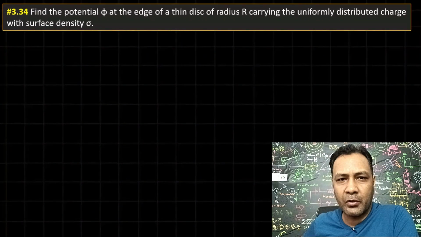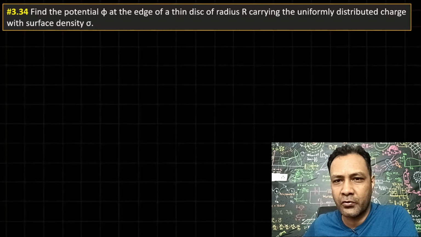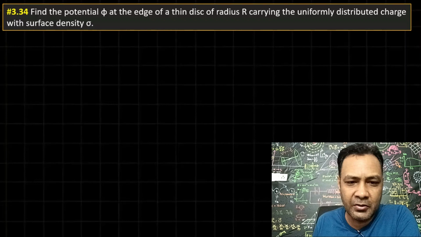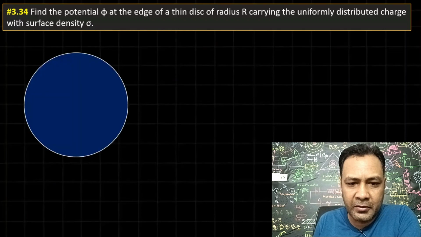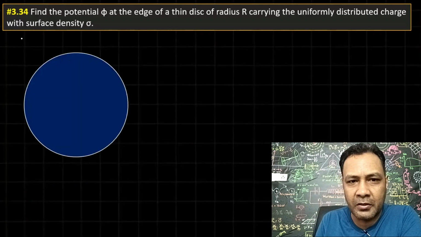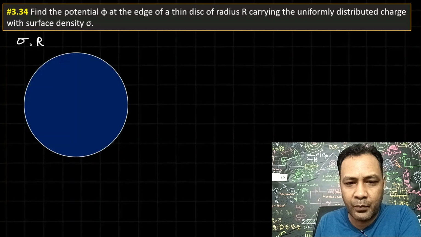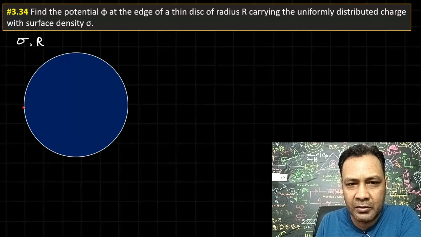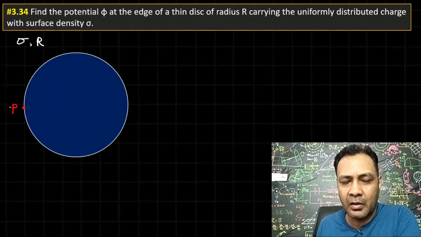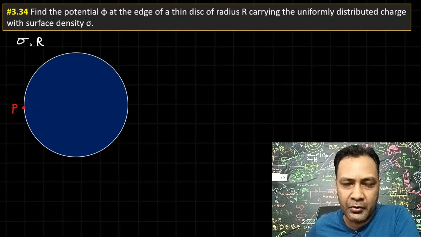Let's see question number 3.34 of Irodov. The question states, find the potential phi at the edge of a thin disk of radius r carrying uniformly distributed charge with surface density sigma. So here is a disk of uniform charge density sigma, radius r, and we have to find the potential at an edge point. Suppose I take a point P on the edge. Here we want to find the potential due to the whole disk.